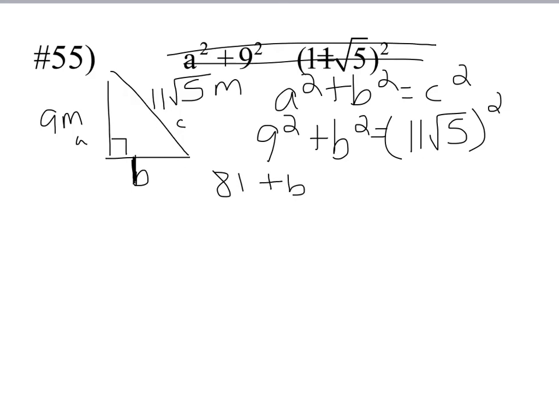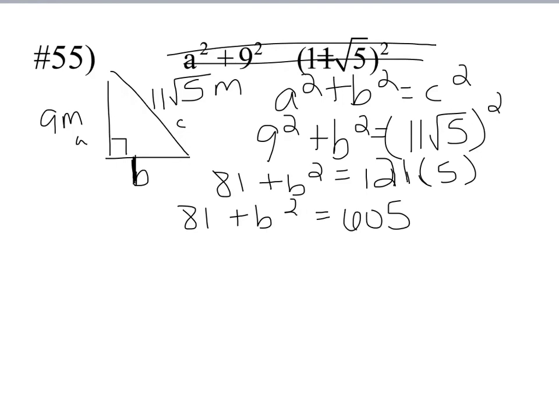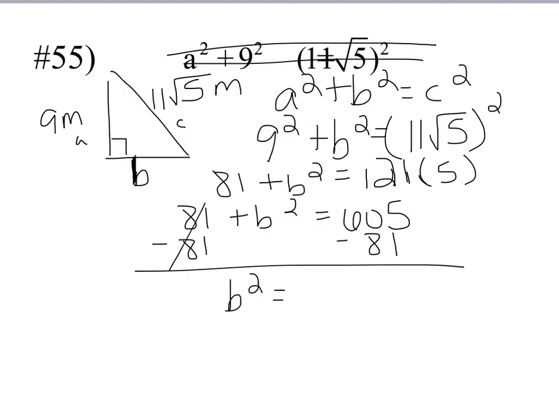9 squared is 81 plus B squared equals 11 squared is 121, and the square root of 5 squared is just 5. Because your square root and your square are going to cancel out. So I have 81 plus B squared is equal to 605. That's 121 times 5. Subtract 81 from both sides, and you get B squared is equal to 524.